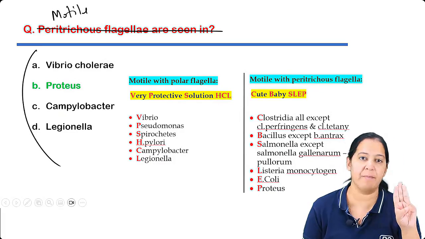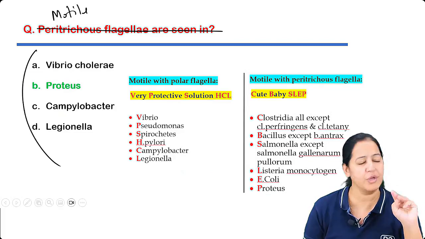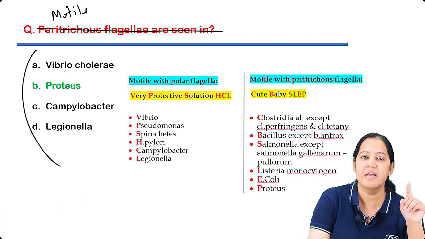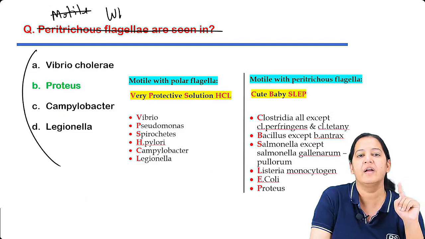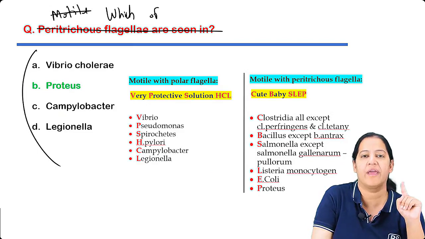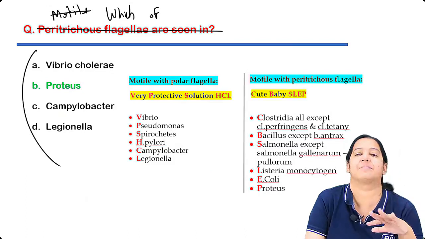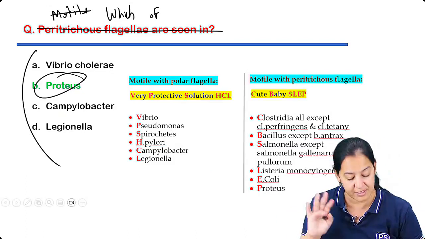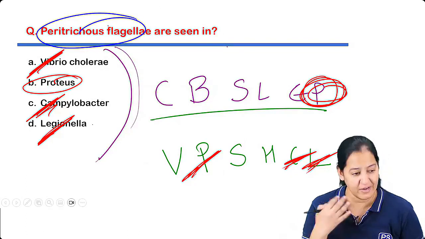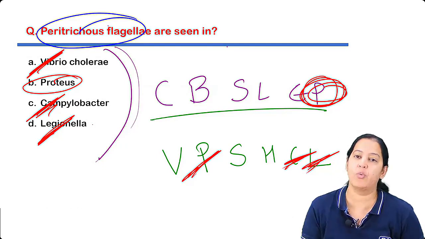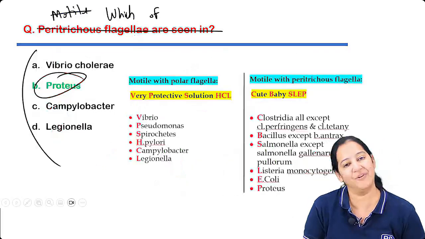Three of them are motile by polar flagella, one of them by peritrichous flagella. If I change the question and ask, "all of the following are motile by polar flagella except," the answer will again be Proteus, because it is motile by peritrichous flagella. So we can frame the same question in multiple ways. The only thing you should know is the mnemonics, the full form of the mnemonics.